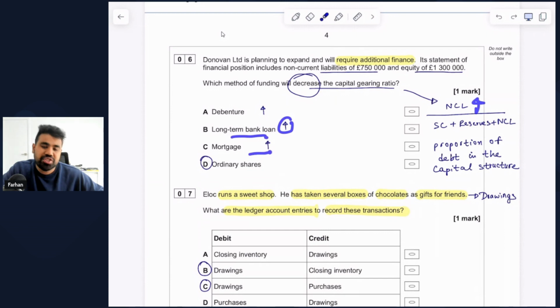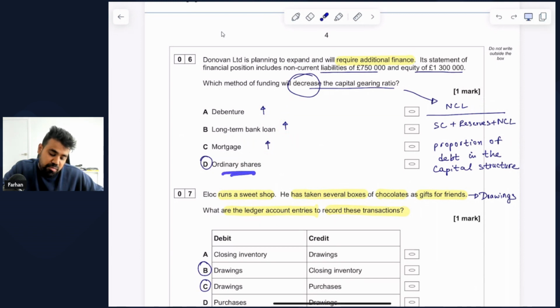Then we have mortgage, which is also a debt, and that should increase the total non-current liabilities and increase the numerator, and therefore increase the capital gearing ratio. So the last option we are left with is ordinary shares. Ordinary shares is part of the equity. So if ordinary shares increase, then the share capital here increases. And if the share capital increases, your entire denominator increases, which means you have to divide more. So if you are dividing more, then the capital gearing ratio should fall. And therefore, the method of funding that should decrease the capital gearing ratio is ordinary shares.